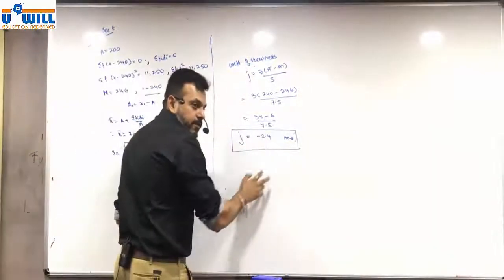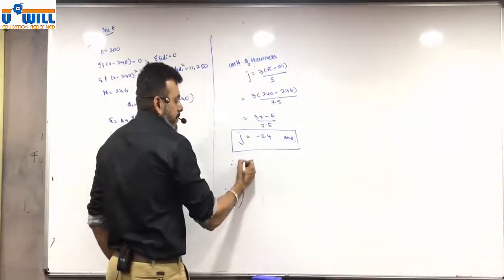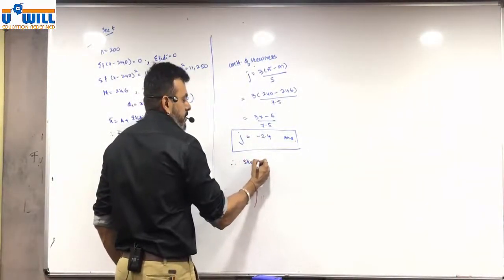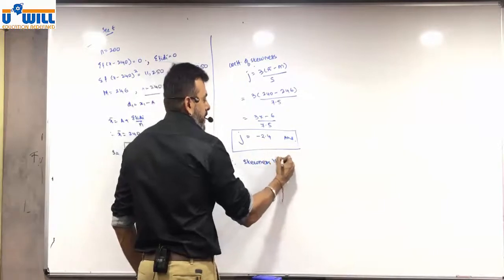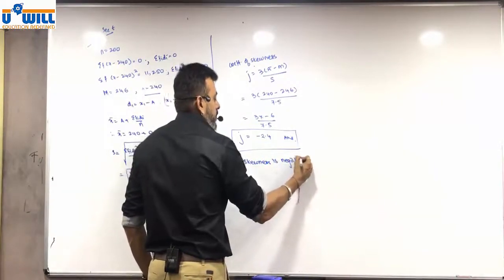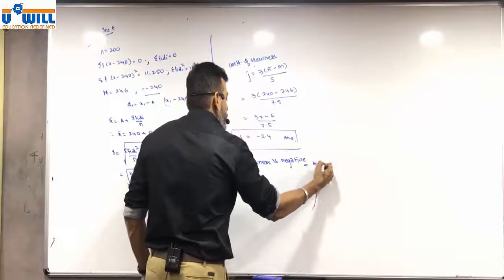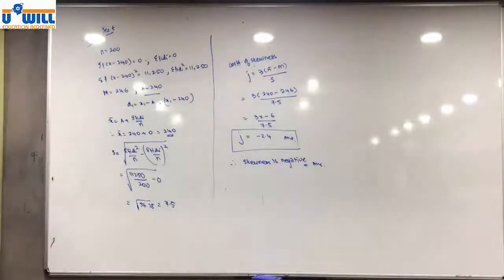What type of skewness is this? Negative. Therefore, skewness is negative. Answer. बहुत rarely ऐसा आता है और ऐसा दिया भी है कि skewness is between -1 to +1, but in rare situation it can be between -3 to +3.